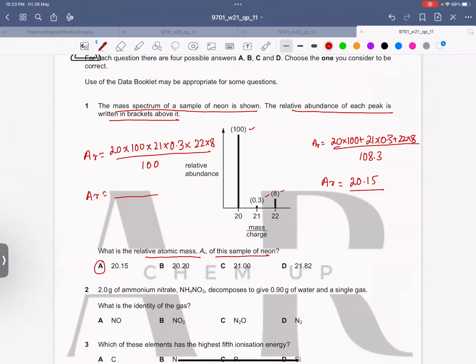I just want to check what is the answer I'm getting now. Because whenever we do this, we usually take the sum of the relative abundances in the denominator.